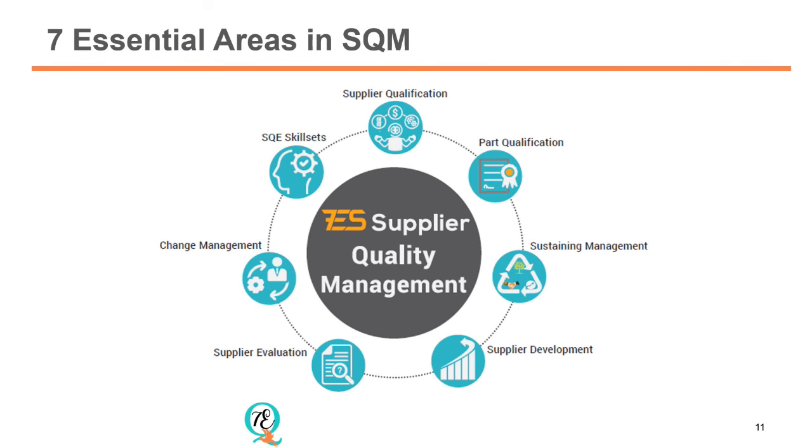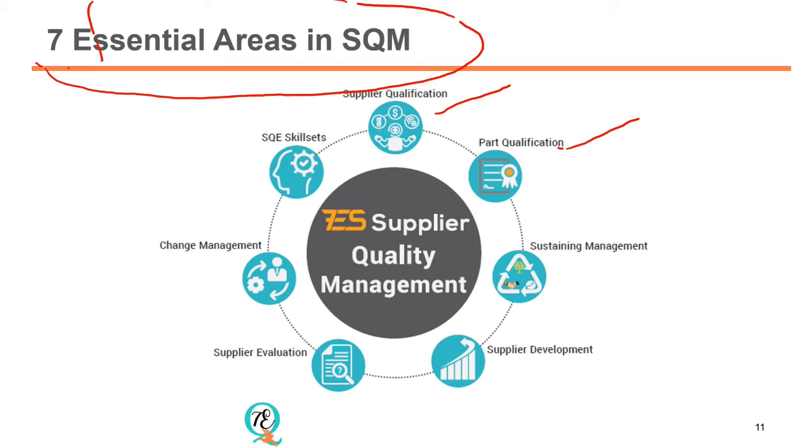I have created a systematic approach of managing suppliers in the 7 essential areas, which includes supplier qualifications, part qualification, sustaining management, supplier development, suppliers evaluation, change management.